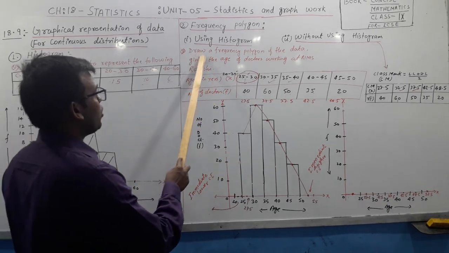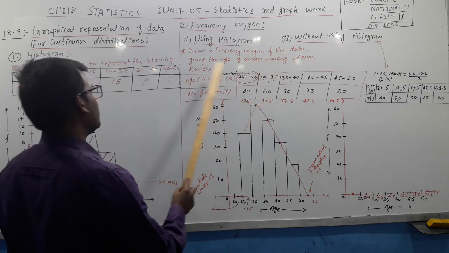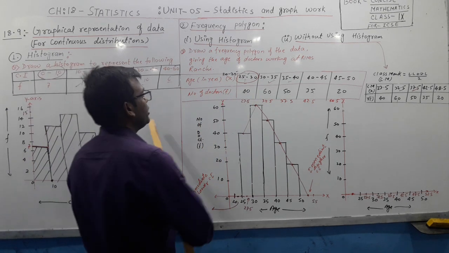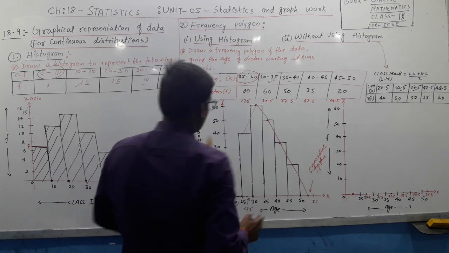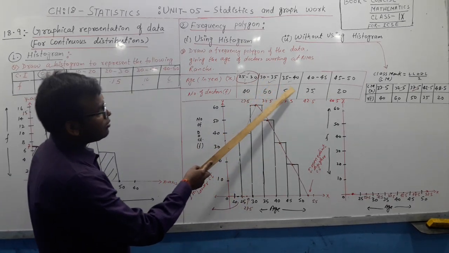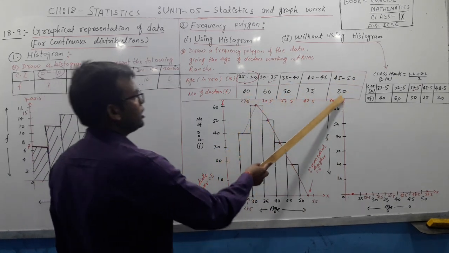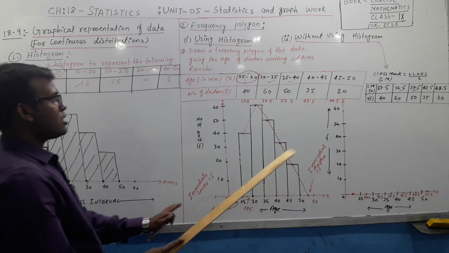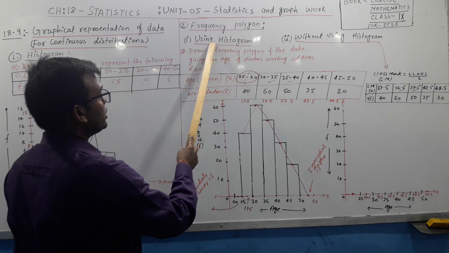See here the example. Draw a frequency polygon of the data given, the age of doctors working at RIMS Ranchi. This is the column for age and number of doctors. See here, the class intervals are provided: 20 to 30, 30 to 35, 35 to 40, and similarly 45 to 50, and corresponding frequencies are here. So first you draw the histogram by the same concept, okay? And after constructing the histogram, we see how to draw the frequency polygon using it.